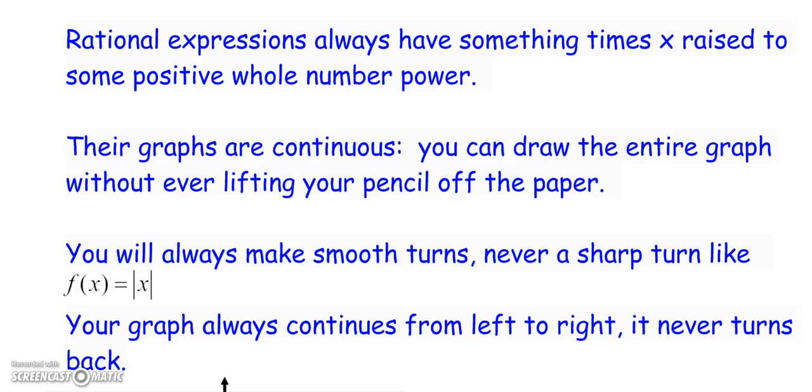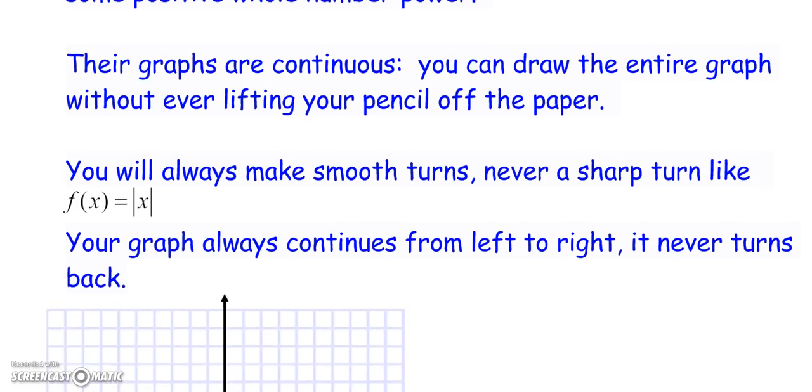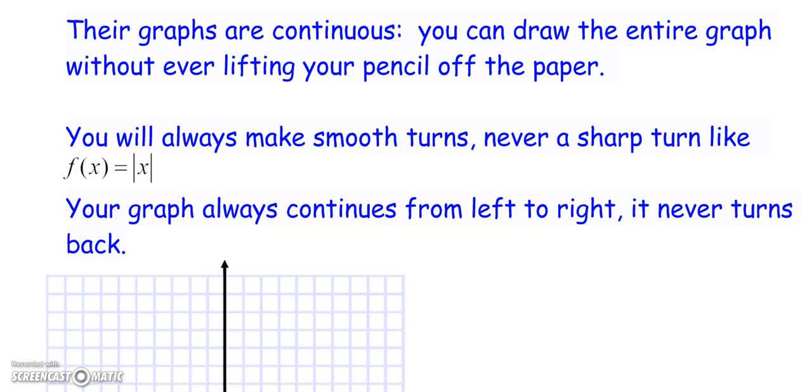All right, when we graph these, this section is going to cover a lot of graphing of these rational equations. When you draw these graphs, the mathematical word is continuous, and what continuous means is you're going to draw it and you're never going to have to lift your pencil off the paper. Also, you're never going to make a sharp turn. Like the absolute value of x, you may recall the graph looks like a V. That graph is not continuous strictly because you make a sharp turn right at the origin.